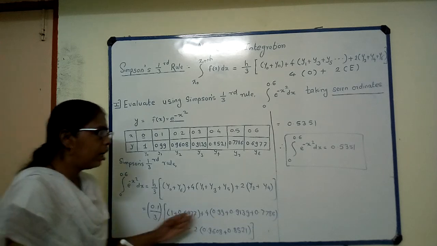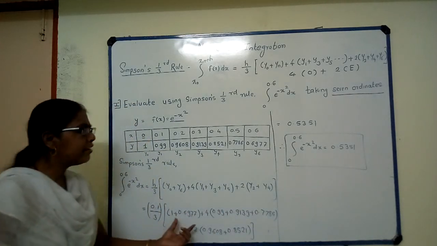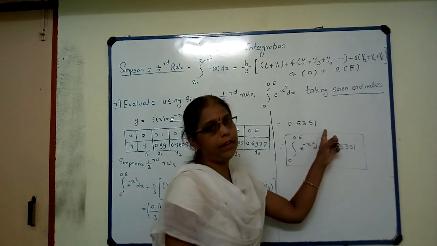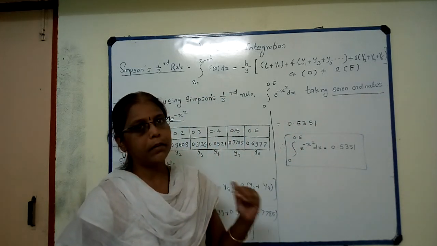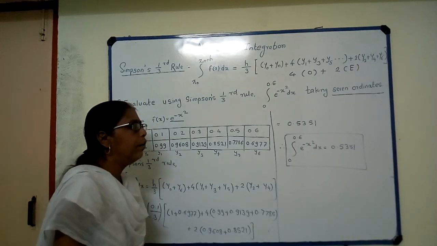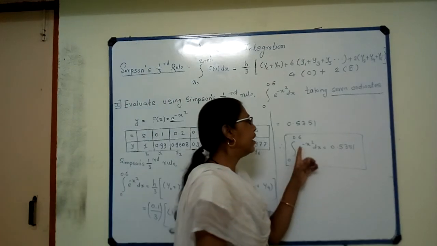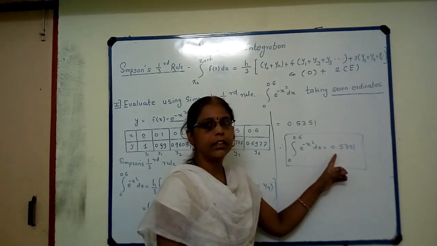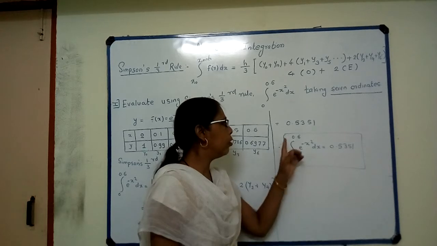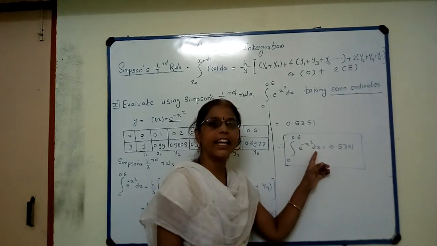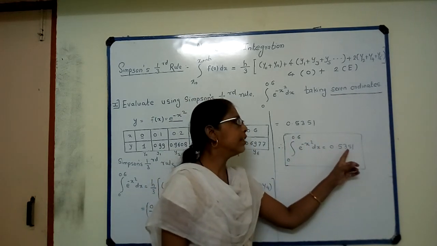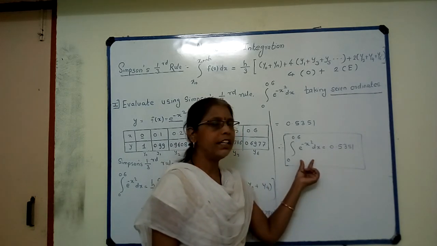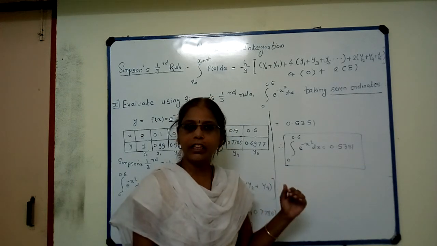Use the total values. Now, after simplifying this, we will get the answer 0.5351 up to 4 decimal places. So integration 0 to 0.6 of e raised to minus x square dx is 0.5351. That is the answer of this integration by using Simpson's 1/3 rule.